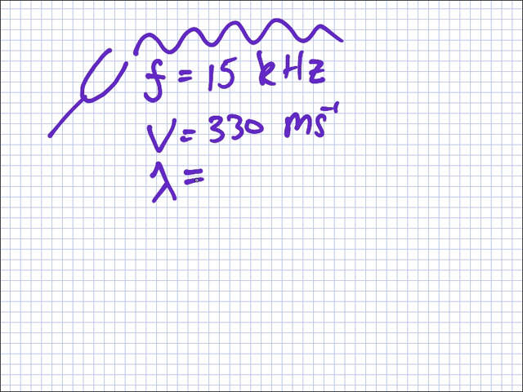Kilo is times 10 to the 3. So 0.022 meters, which is 2.2 centimeters. So you can picture that's how big the sound wave is at this frequency. It's kind of a short wave.